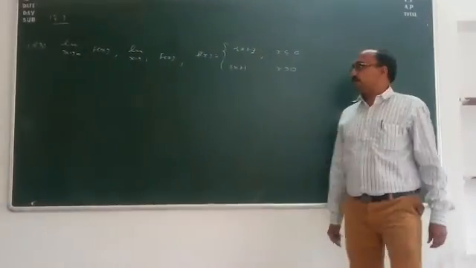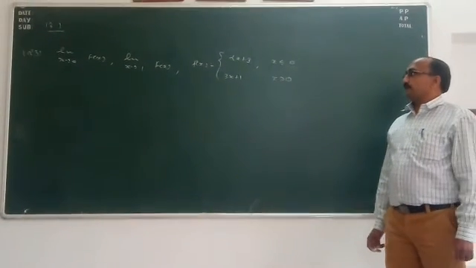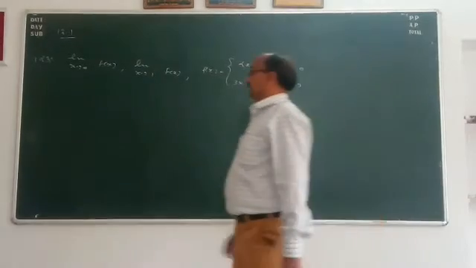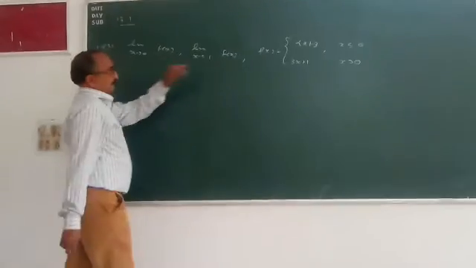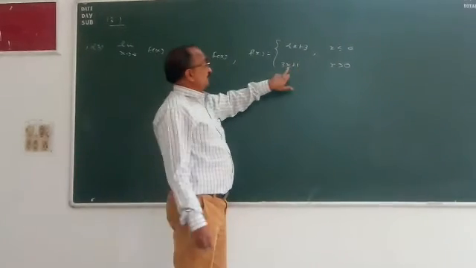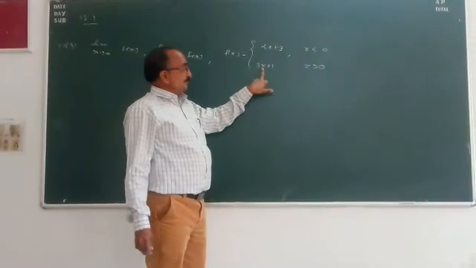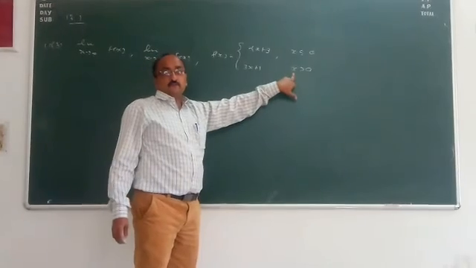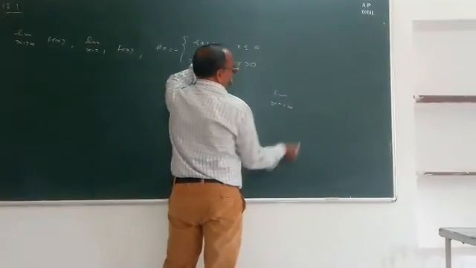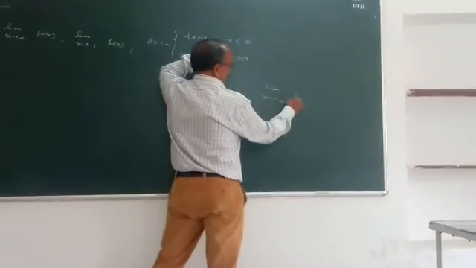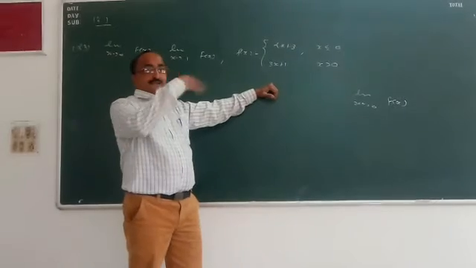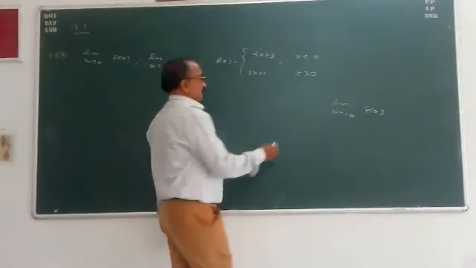Find the limit as x tends to 0 of f(x) and the limit as x tends to 1 of f(x). Now here f(x) is equal to 2x plus 3 for x less than or equal to 0, and f(x) is equal to 3x plus 1 if x is greater than 0. And we know that to find the limit as x tends to 0 of f(x), we get both the right hand side limit and the left hand side limit.